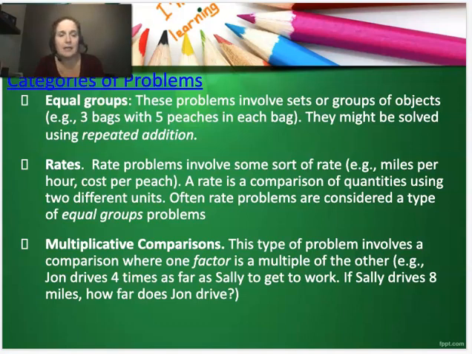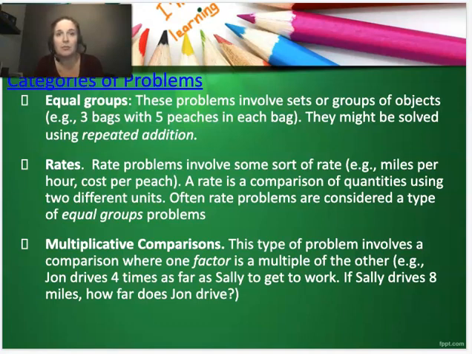Rates is the second type of problem. So rate problems have some sort of rate, like for example, miles per hour, cost per peach, something like that. It's a comparison of quantities using 2 different units. Often rate problems are a type of equal groups problem, but rate problems are easy to identify.